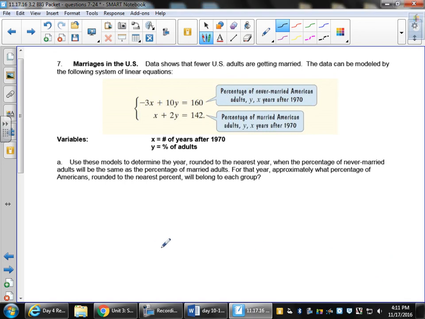Today's classwork was numbers 7 and 8 from our workshop. Let's start with number 7, marriages in the U.S. Data shows that fewer U.S. adults are getting married. The data can be modeled by the following system of linear equations.